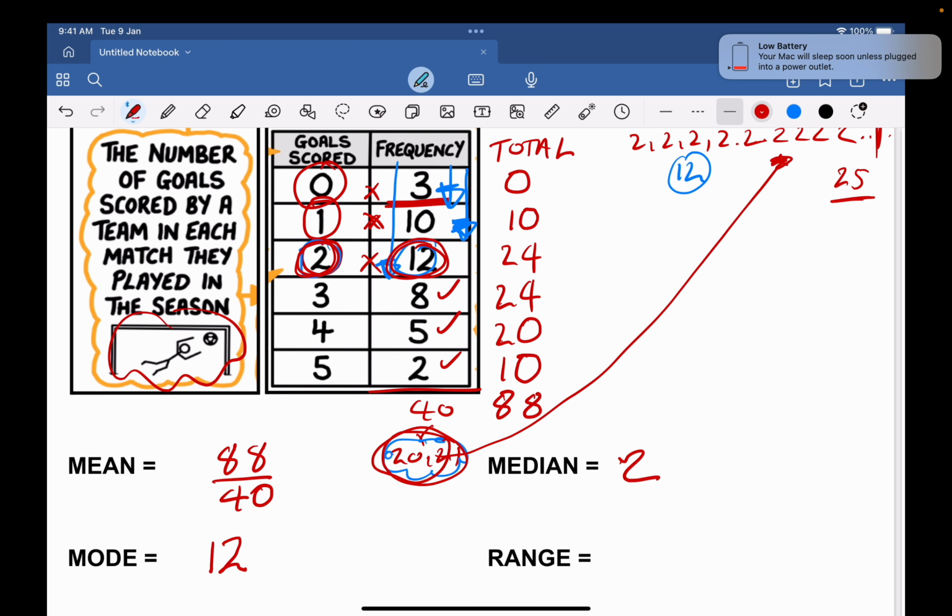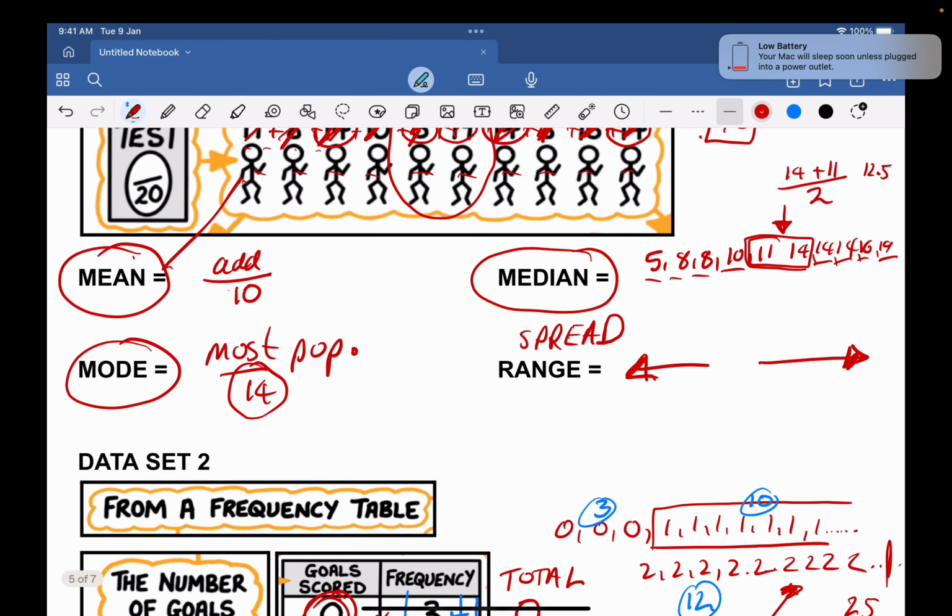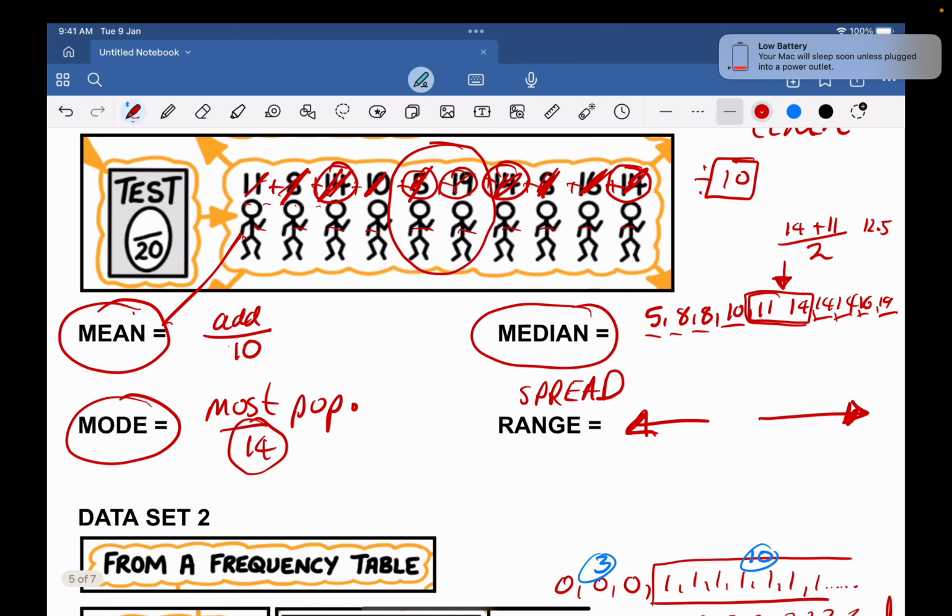And the range is the highest goal scored, subtract the lowest goal scored. So that's 5 minus 0, which is equal to 5. That reminds me, I don't think we did the range for the first one. So the range for the first one is a spread, and that was how far spread out the data points are. 19 subtract 5 is 14. Okay, brilliant.